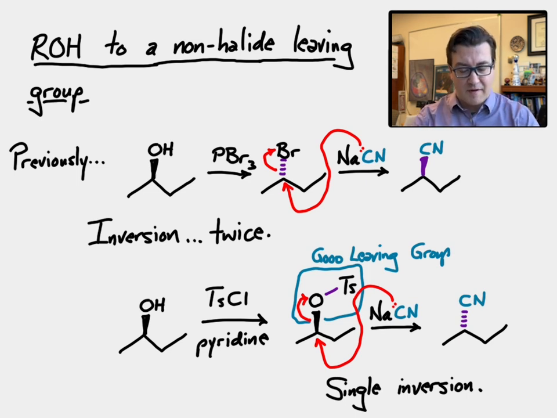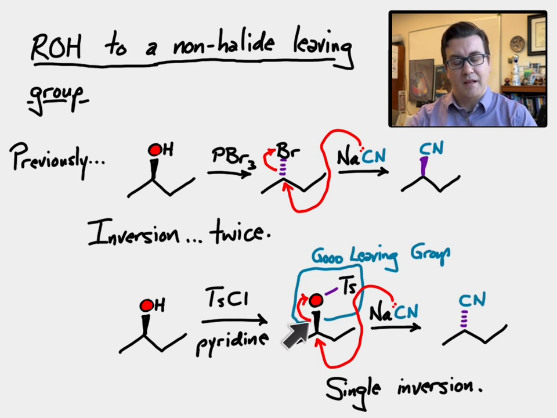Let's look at the mechanism of how this happens. Actually, before doing that, I want to point out that one thing to keep track of is this oxygen atom. In the top case, the oxygen of the alcohol is gone in the very first step. In the second case, it's the oxygen atom of this tosylate that is part of the leaving group, so it leaves in that second step. So let's look at the mechanism.